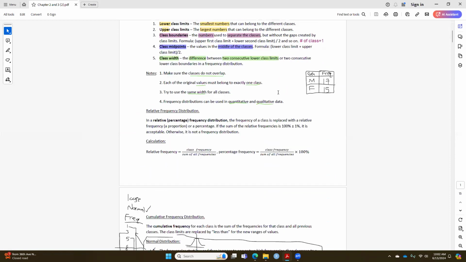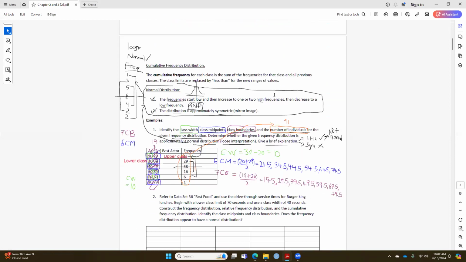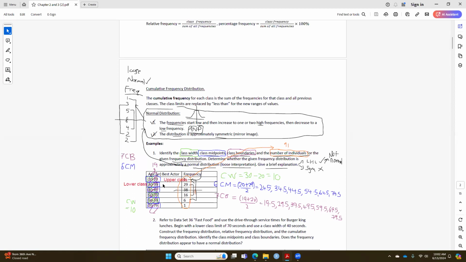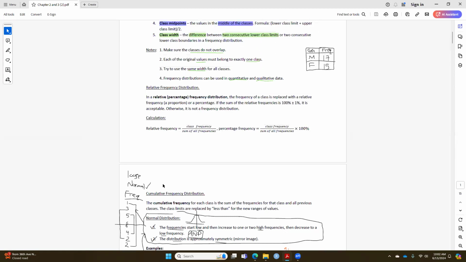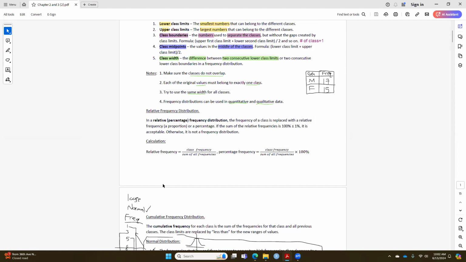Last time, yesterday, I taught you how to identify the class width, the class midpoint, the class boundaries, and then also do what we call a normal distribution. Today we will revisit this again in question 2. But before we continue with question 2, we have a little bit more left on the frequency distribution.